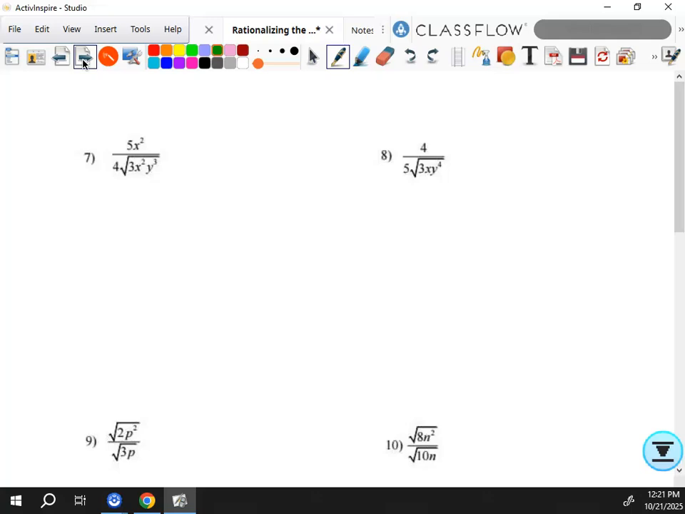Now, can I simplify anything on number 7 before I start worrying about rationalizing? Yes. Listen, the numerator is going to stay the numerator, 5x squared. The denominator, 4 is still out here. The 3 is going to have to stay underneath. Do any x's get to come out? Yes, how many? 1. And then do any y's get to come out? How many? 1. And then the square root, I know I still have a 3. Do I have any x's left? No. Do I have any y's left? How many? 1.